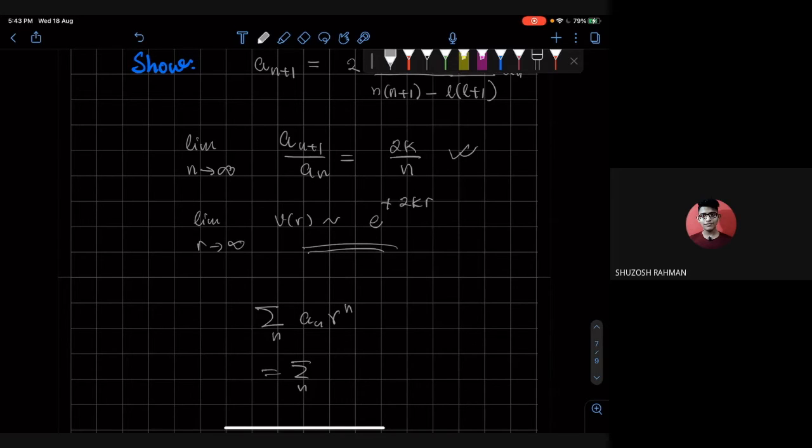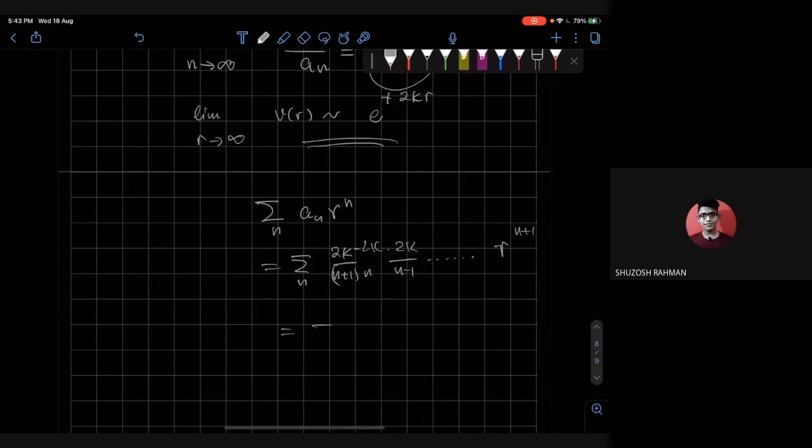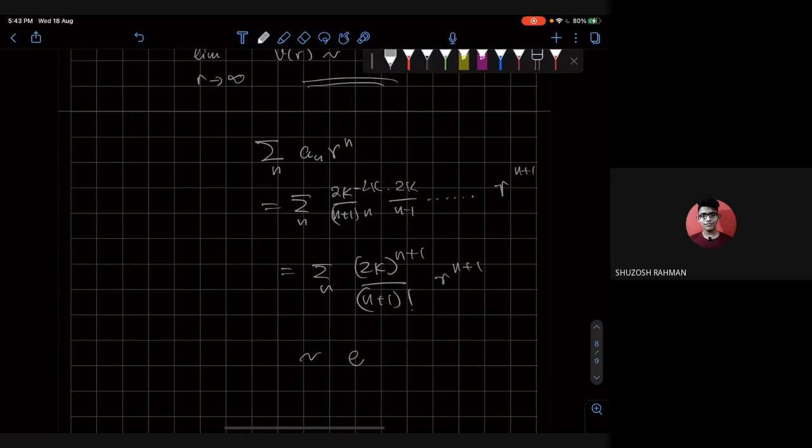a_{n+1} is this number times a_n. So it's 2k over n plus 1, times 2k over n, times 2k over n minus 1, and so on, r to the power n plus 1, right? So this is basically nothing but (2k) to the power n divided by n plus 1 factorial. Well, I think there's a plus 1 here. Yeah, r to the power n plus 1. So this is e to the power 2kr.